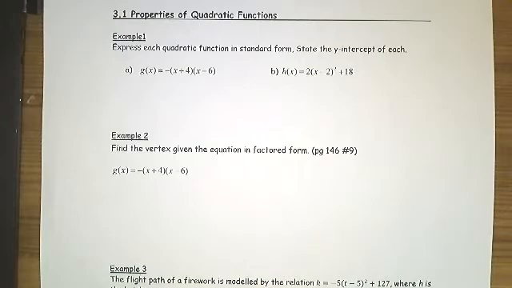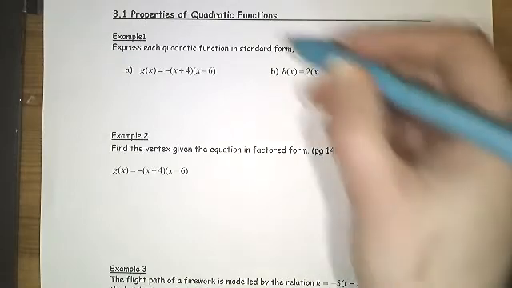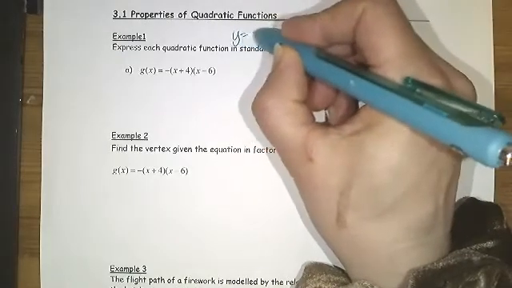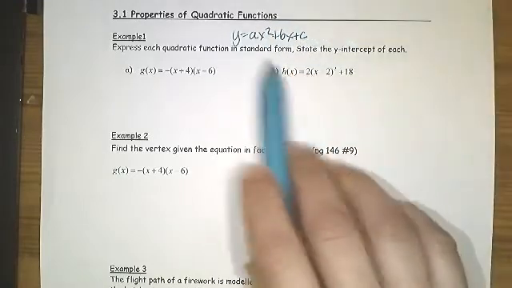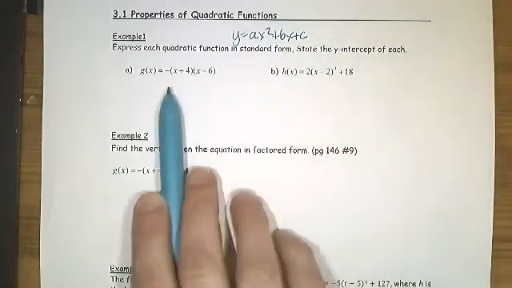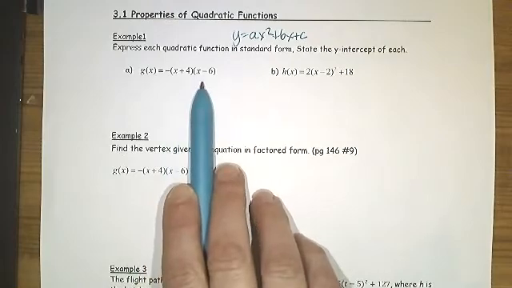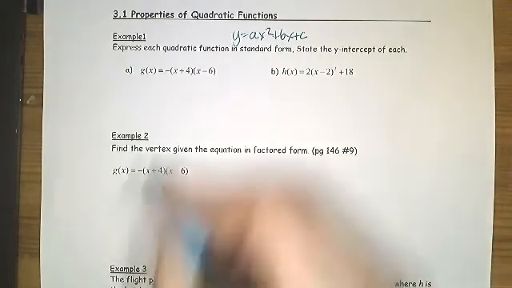So for example 1, express each quadratic function in standard form, and state the y-intercept of each. Just remembering what standard form looks like, it's ax squared add bx add c. As you can see, this has no brackets. So we want to take this factored form and rewrite it in standard form.